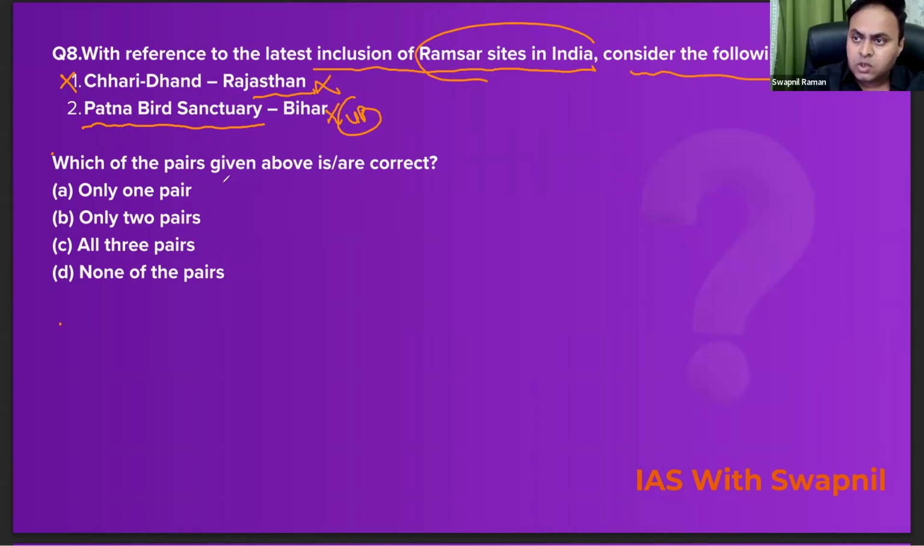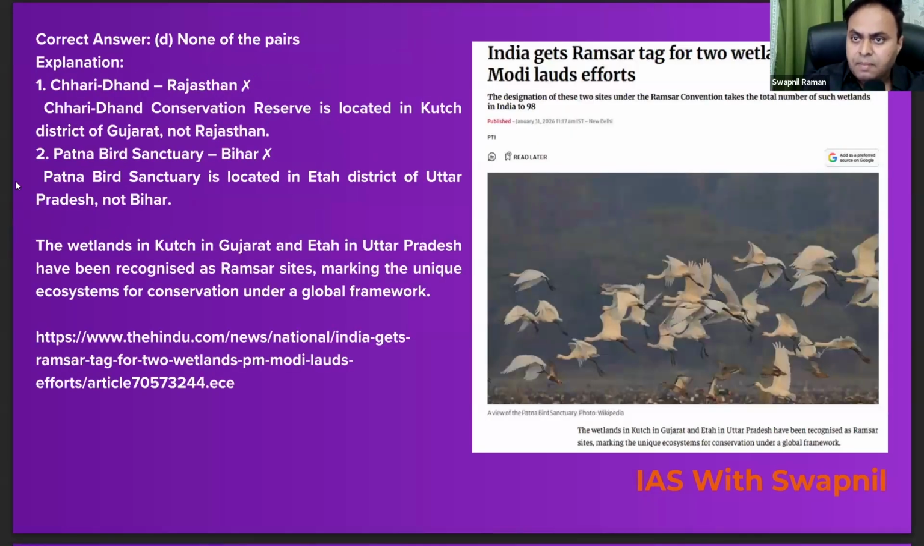So the question is, which of the pairs given above is/are correct? So the correct answer would be neither one nor two, right? So none of the pairs. So D for Delhi would be the correct answer here. Look at the explanation part, why we picked up this question.